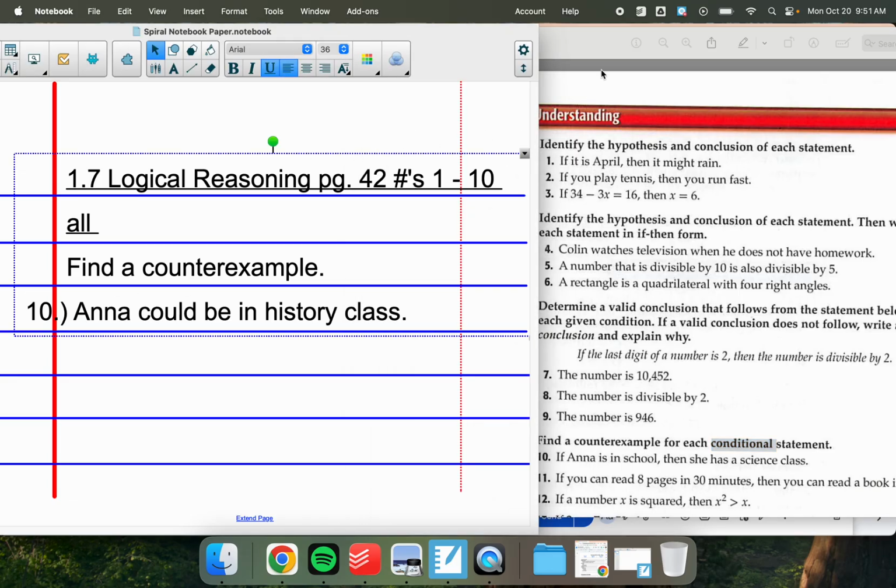1 through 10 is your assignment. Best of luck on those other ones. Again, these should feel difficult.